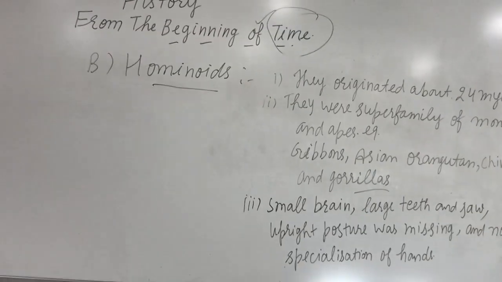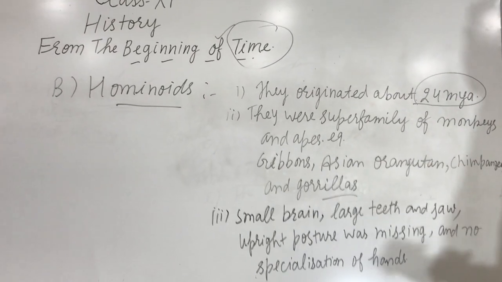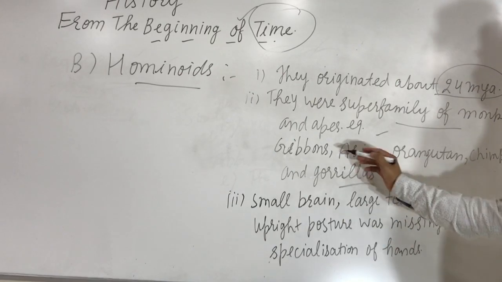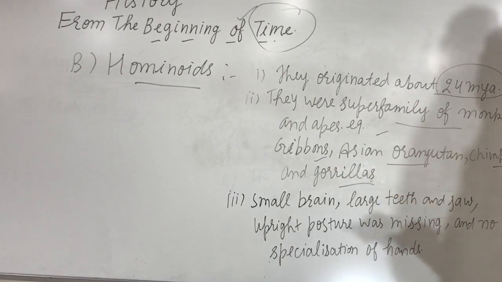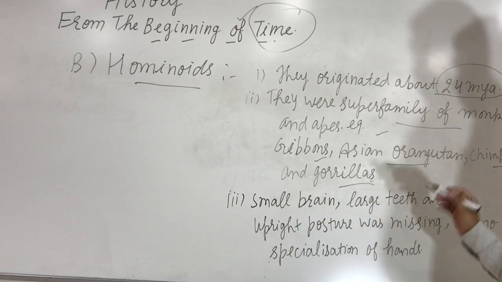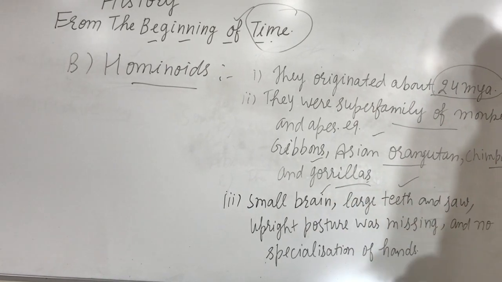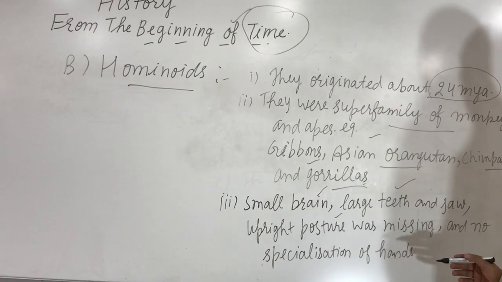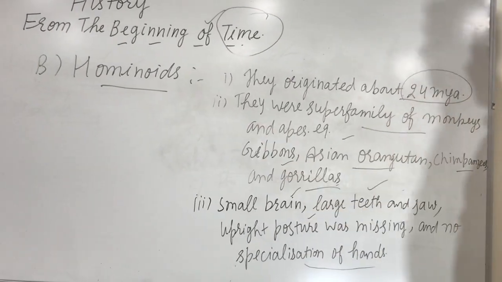So you can see that they originated about 24 million years ago, and they were the super family of monkeys and apes. These were the gibbons, Asian orangutan, chimpanzees, and gorillas that evolved from this. What were their features? They have a small brain, large teeth and jaw, upright posture was missing, which means they can't move straight, and no specialization of hands as we human beings have.